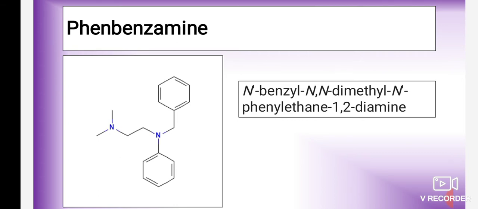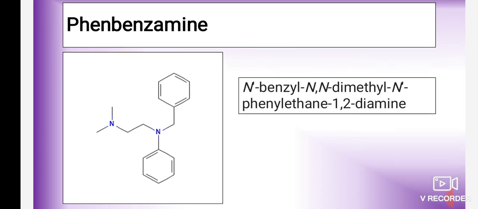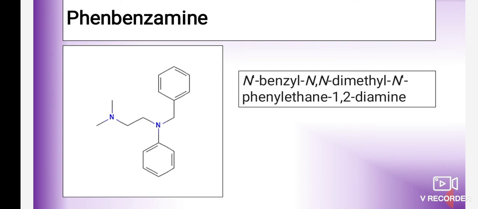So this is the structure of phenbenzamine: N-benzyl, N,N-dimethyl. On nitrogen there is a substitution of methyl. So N,N-dimethyl, N-phenyl ethane-1,2-diamine. In this case also there is a diaryl substitution on nitrogen, so a diaryl amine group is there.